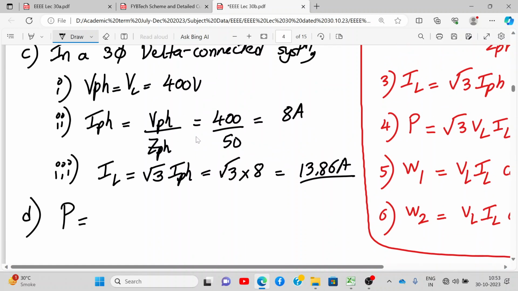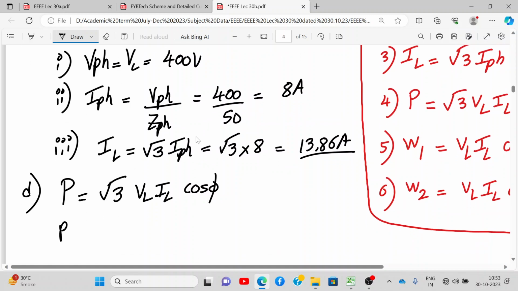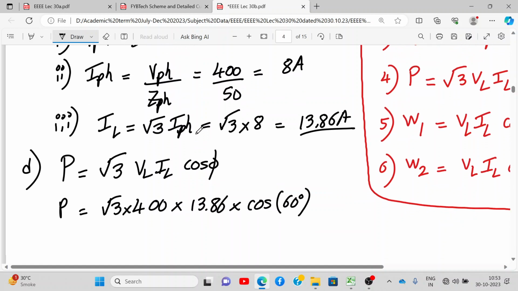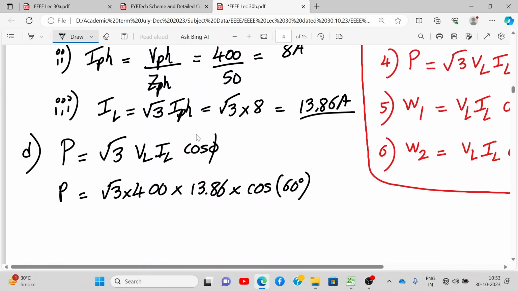Next, the active power is root 3 VL IL cos phi. So we now have the value of VL, which is 400, IL, which is 13.86, and cos phi, which is cos of 60 degrees. So calculate the value of active power P.